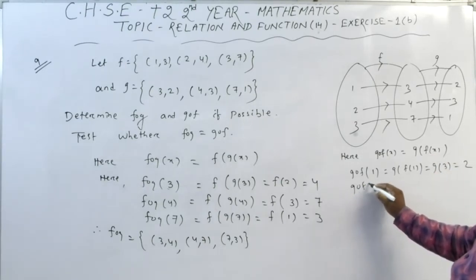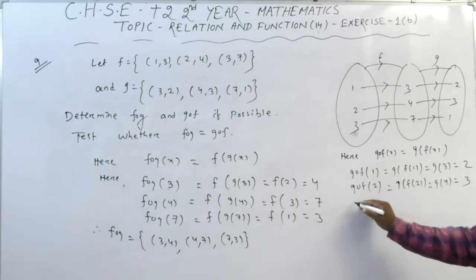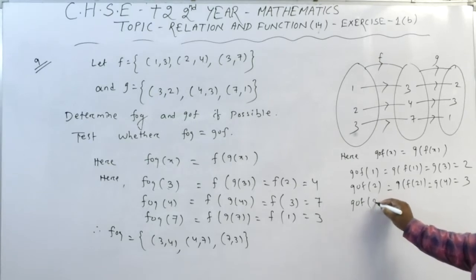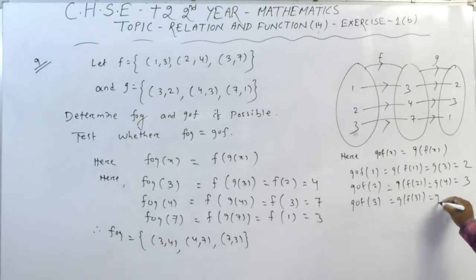Now g of f of 2. How will we solve it? It is g of f of 2, which is g of 4. f of 2 is 4 and g of 4 is 3. And how do we find g of f of 3? It is g of f of 3, and f of 3 is 7. So g of 7 is 1.